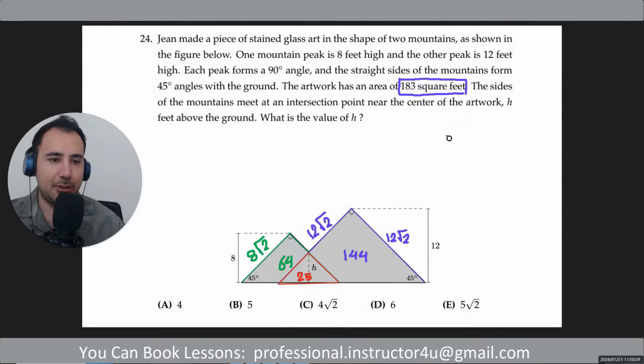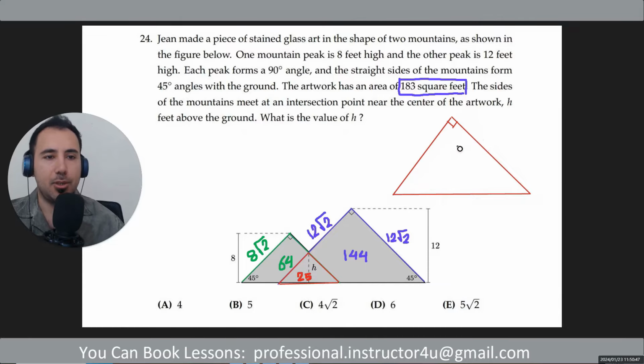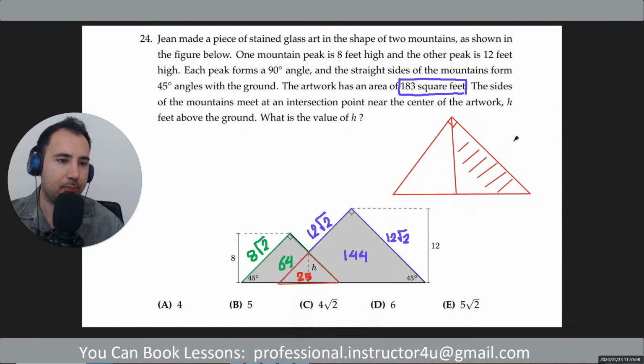Now, to make things easier to understand, I'm going to draw this red triangle again. So we know that the total area here is 25. This was a right triangle, so an H will be cutting the area into two parts. The total one was 25, so what is the area of the half? Half of 25 is 12.5. So the shaded part is 12.5.